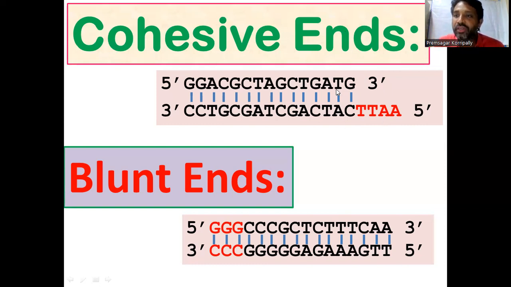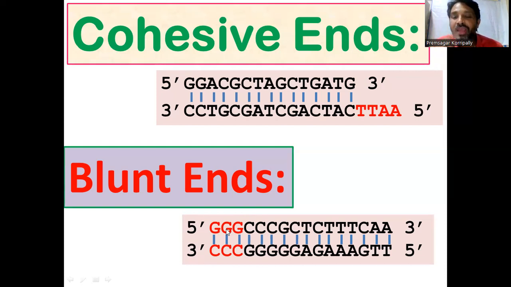And the two strands are unequal in length. One of the strands is a little longer than the other strand. When it comes to the blunt ends, both strands are of equal size, right? You see here, the end has two strands of equal length. There is no single strand overhang of unpaired nucleotides, right? Hence, they are called blunt ends. So the blunt ends are equal in length, whereas cohesive ends are not equal in length.